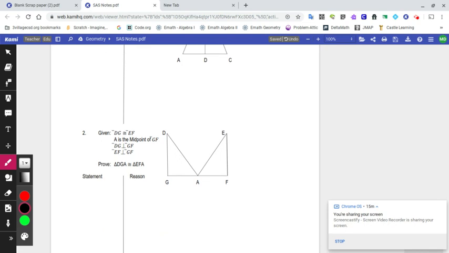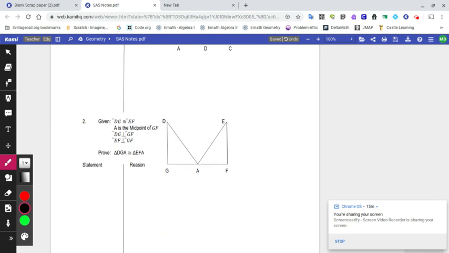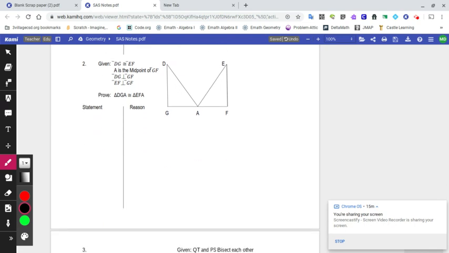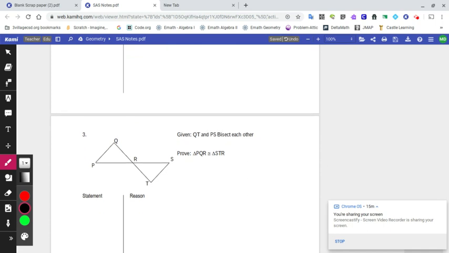That one should be pretty straightforward, hopefully. And then for number 3, QT and PS bisect each other. So what does that mean for those two segments to bisect each other? In this case, the included angle is going to be vertical angles. So just to give you a little hint, these will be vertical angles in here, and that's how you're going to get your included angle.